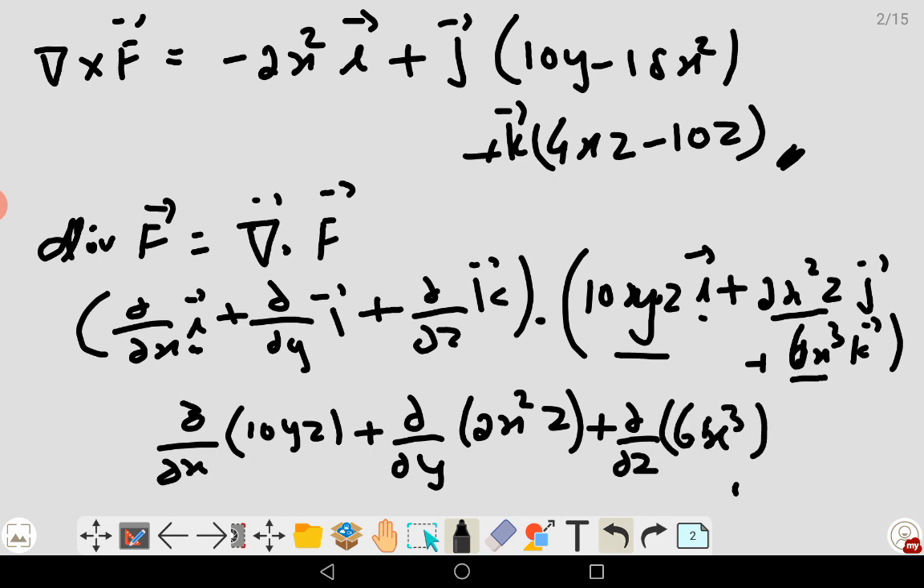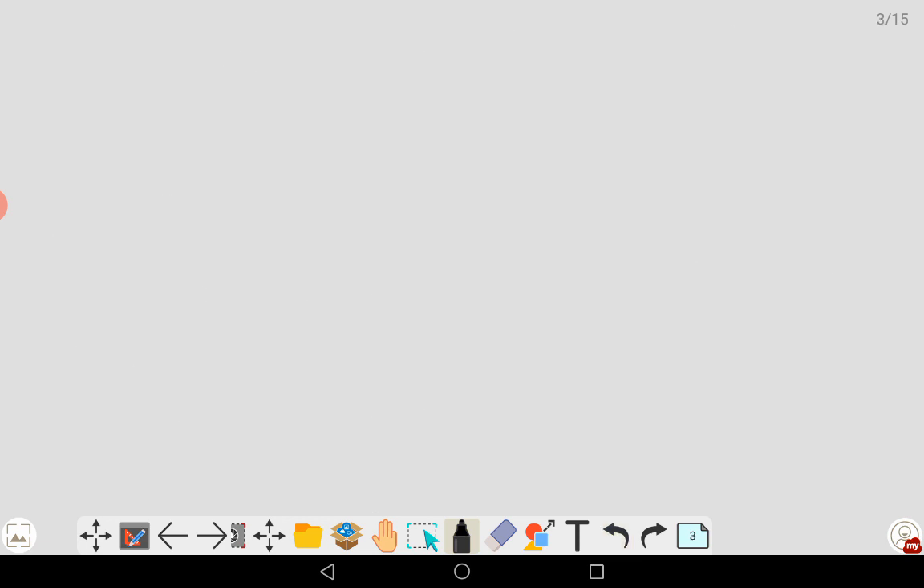So i dot i will be 1, j dot j will be 1, k dot k will be 1, there is no ijk. The first term will give you 0, there is no x. Second term, there is no y, also 0. Third term, there is no z, also 0. So the final answer is 0. The divergence is 0. Solenoidal. And in a similar way you can try the remaining two problems on the PowerPoint.